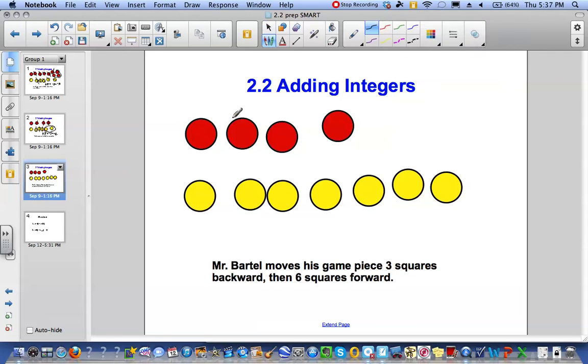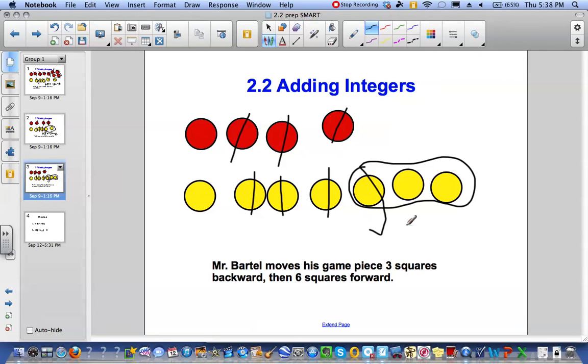I'm going to once again make my 0 pairs. For every one on either side, I'm going to cross out a partner on the other. I have 3 0 pairs. I am left with these 3 guys right here. So I'm going to draw those up. And that basically says that negative 3 plus positive 6 leaves me with positive 3. Making sure you make 0 pairs on both sides and canceling each other out. Whatever's left is the answer to your addition question.